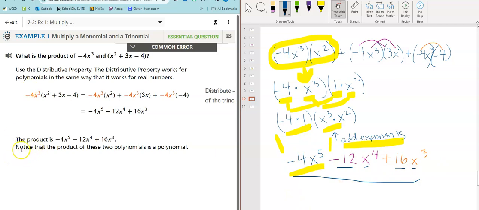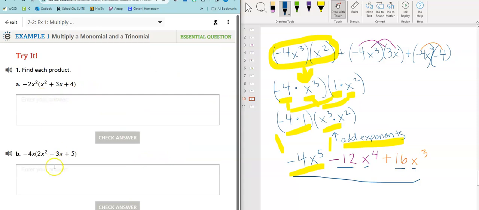Please also notice that the answer to these polynomials is a polynomial itself. It would be very rare for you to multiply two polynomials and not get a polynomial. It could happen, but you're most likely going to end up with an answer that is just a different expression, an equivalent expression, that is also a polynomial. Okay, so go ahead and see if you can do this. Use the distributive property and your understanding of multiplying terms, multiplying exponents to find each product.